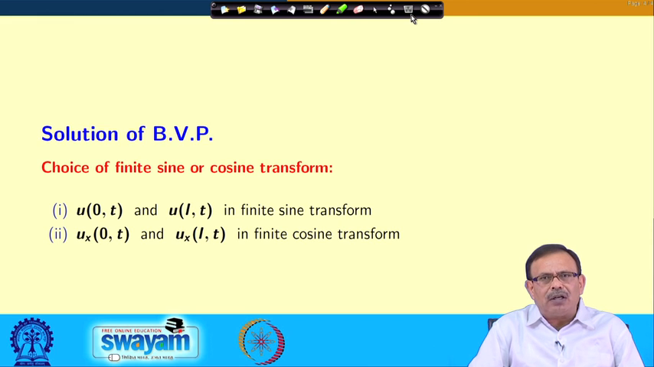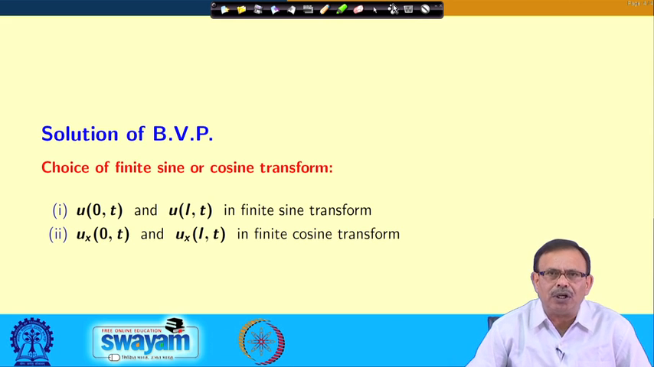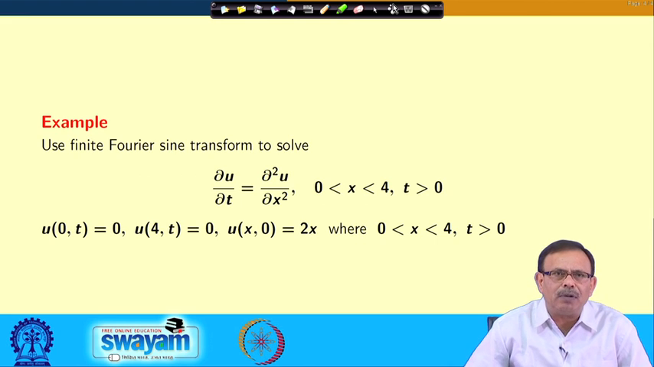So, whenever I want to solve a problem using the finite Fourier sine transform, I need to know the values of u(0,t) and u(l,t), whereas for the finite cosine transform I need to know the values of u_x(0,t) and u_x(l,t), otherwise I cannot find the solution. So, please remember these 2 points: for the finite Fourier sine transform u(0,t), u(l,t) is required, and similarly for the finite cosine transform u_x(0,t) and u_x(l,t) is required. So, let us take a problem.